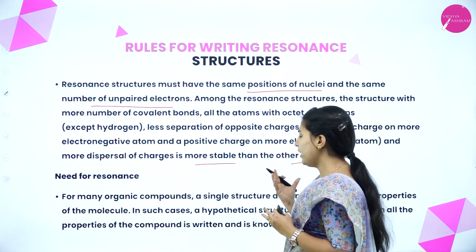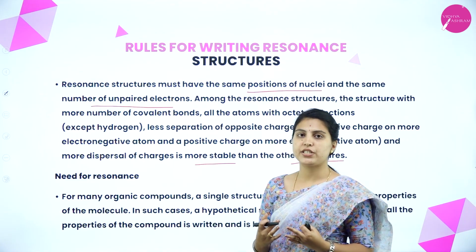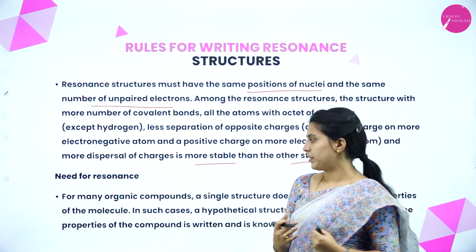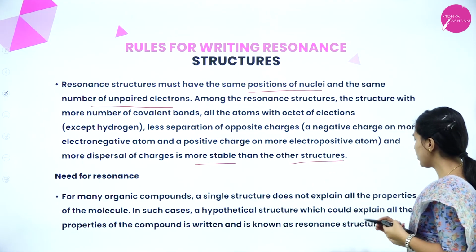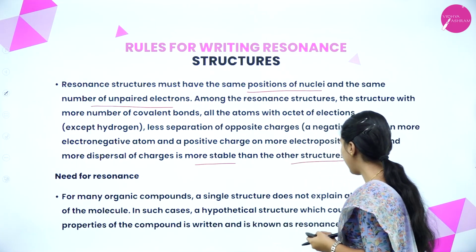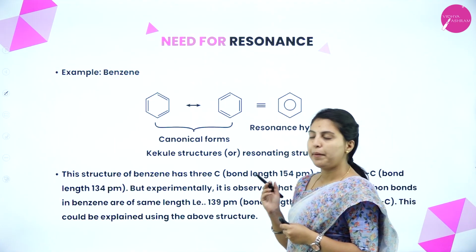So, by writing the different kinds of structures, the properties of the compound will be changed. By that we can study more than one concept. In such cases, a hypothetical structure which could explain all the properties of the compound is written and is known as resonance structures. Here the example is benzene.